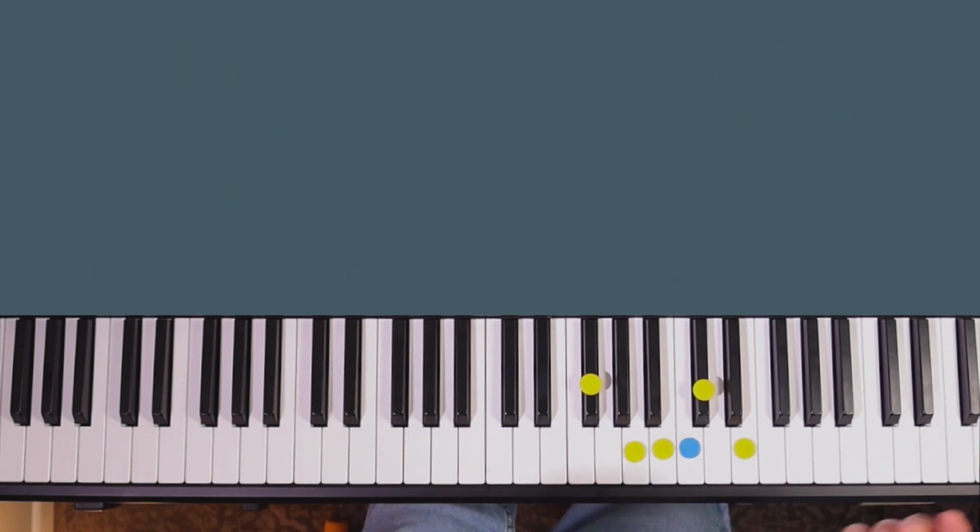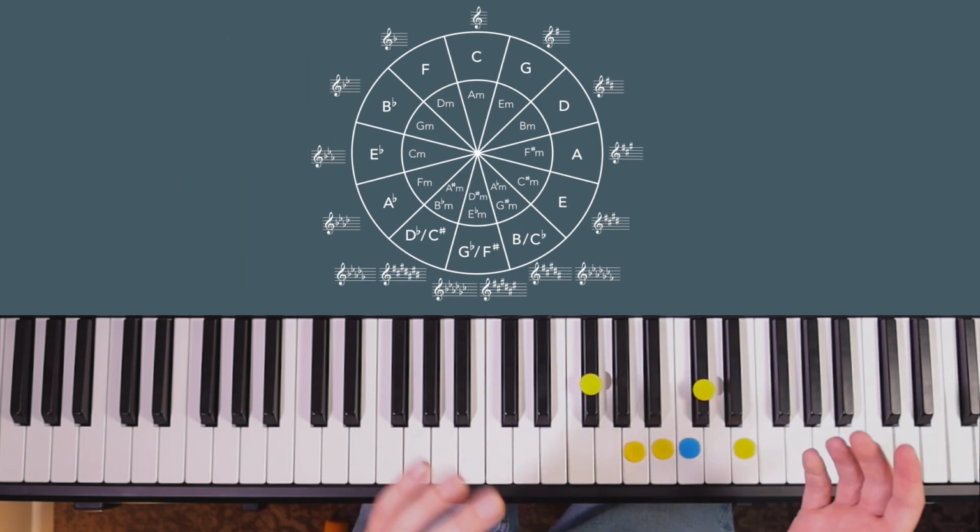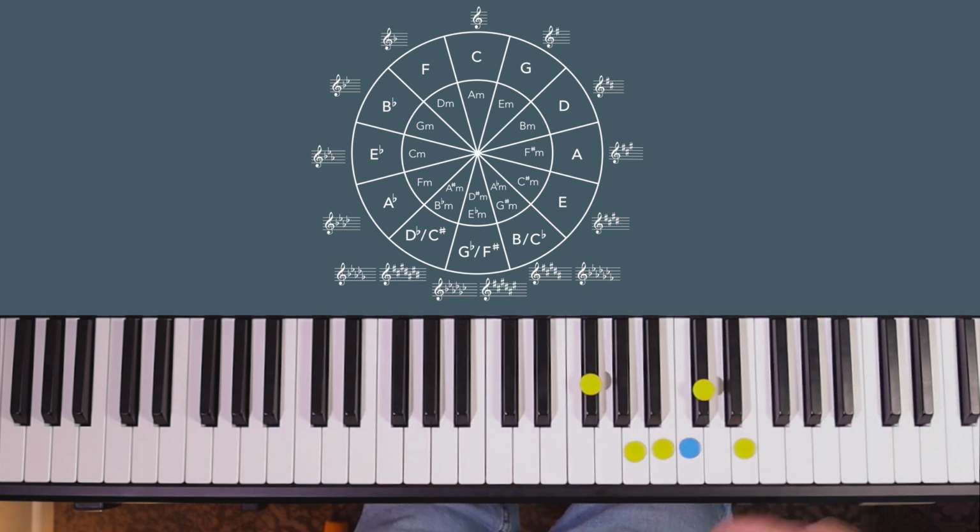All these relative major and minor relationships are written out on the circle of fifths, which just essentially organises all the keys going round clockwise in fifths. But you can see which majors and minors are related.